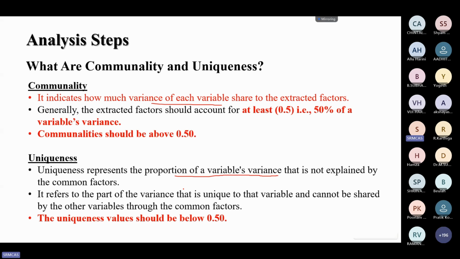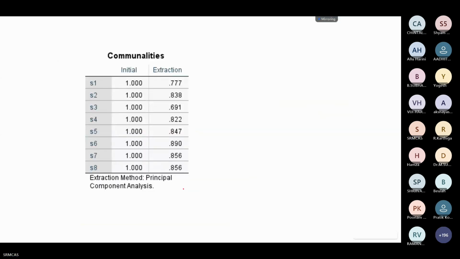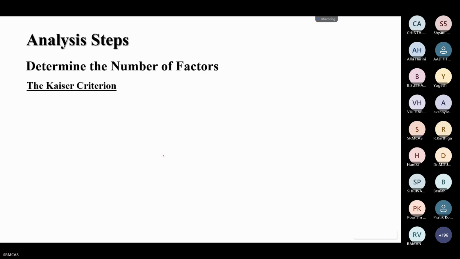If it is not like that, we can reject those variables or remove those variables from the analysis data set. Okay. So the communality values will be like this. So here, see, all the values are more than 0.5. So we can consider all these variables from S1 to S5 fit for the analysis.